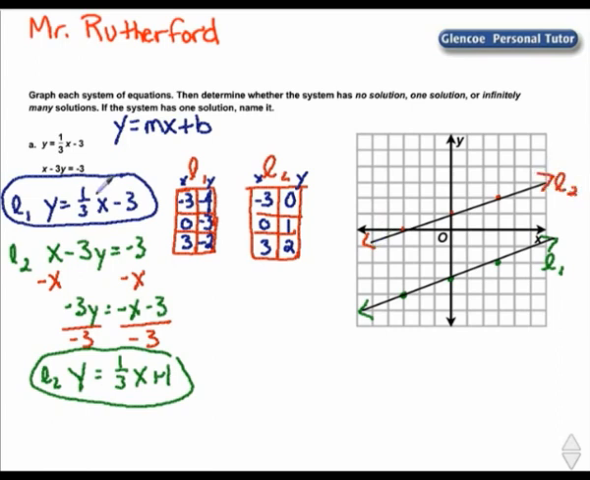Now, as we said in the beginning, we have the same slope, so these two lines should be parallel. And notice they are parallel, and they do not intersect at any point. So our solution for this is no solution.